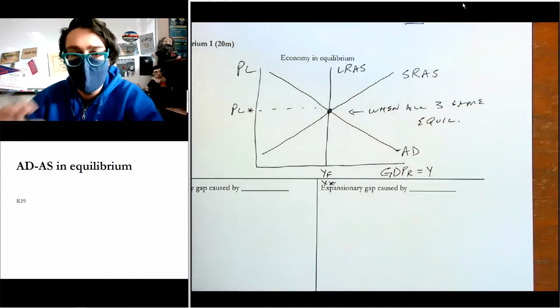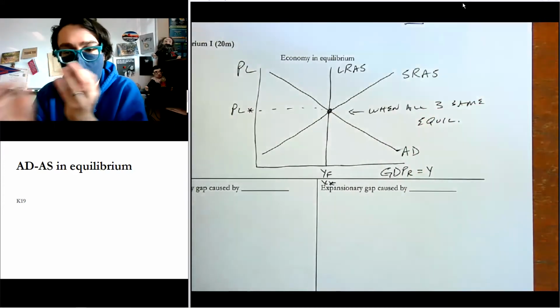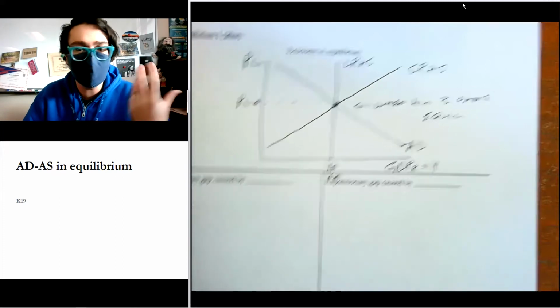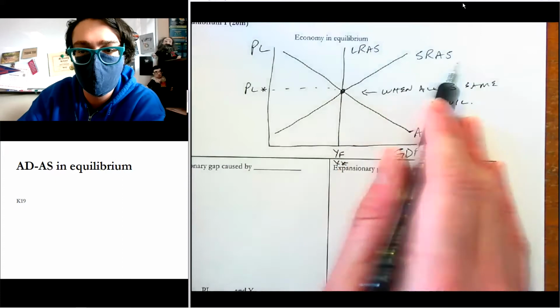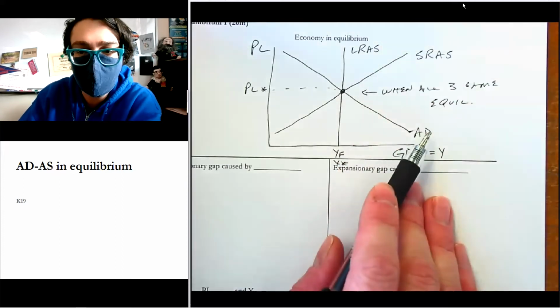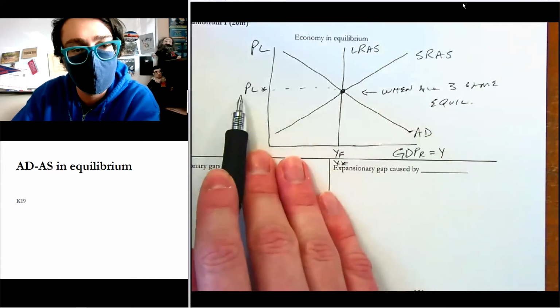So this is where the economy will reset to in the long run in the absence of anything else, right? So the economic interaction of short run aggregate supply and aggregate demand is actually what creates the current price level in the economy.